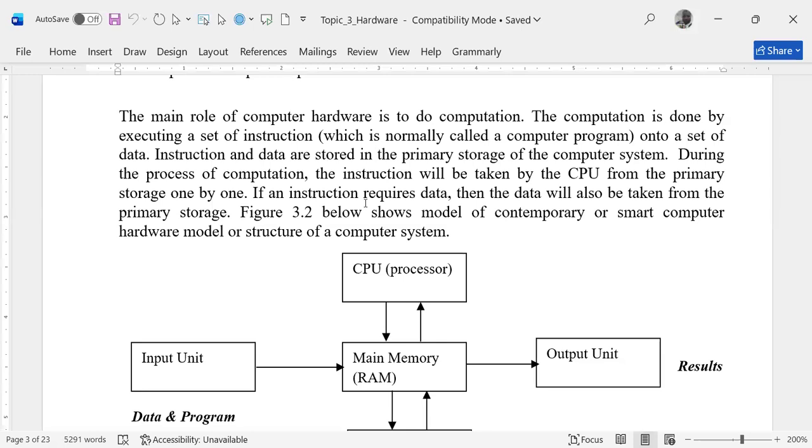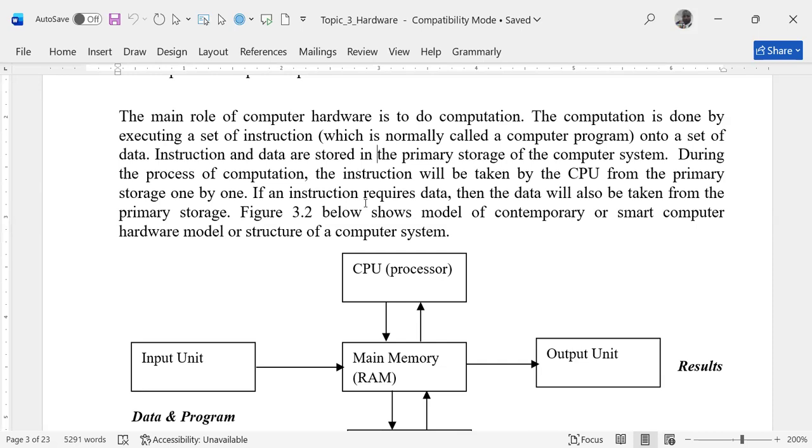And these instructions are computer language, a set of commands put in place to perform or transform your instruction, or to transform your logic into a meaningful outcome. Converting the logical into a meaningful outcome is the job of the hardware. So hardware performs computation in the computer systems. Data and instructions are stored in the primary storage of the computer system.